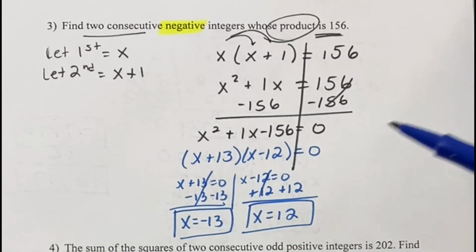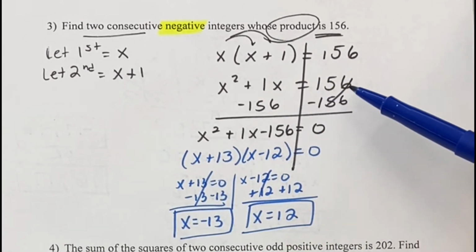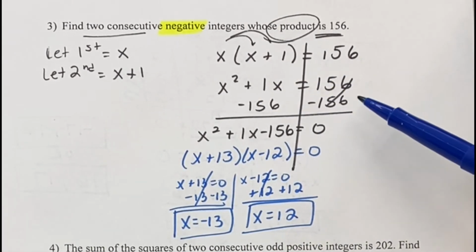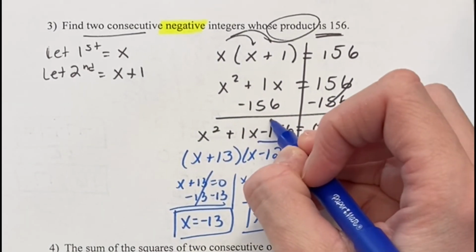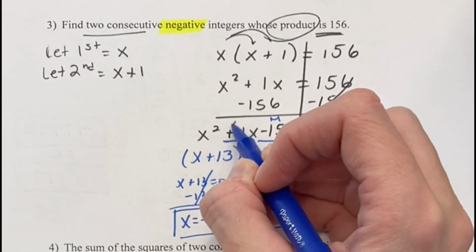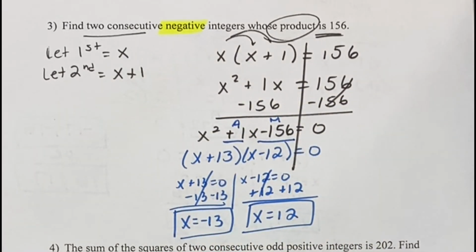So if we take a look here, we distributed and we got x squared plus 1x equals 156. Then we have to set it equal to 0 and factor our trinomial to find what multiplied to give us negative 156 and what added to give us 1, and we got x plus 13 and x minus 12. So then we need to set each equal to 0 and solve, and we end up with x equals negative 13 and x equals 12.